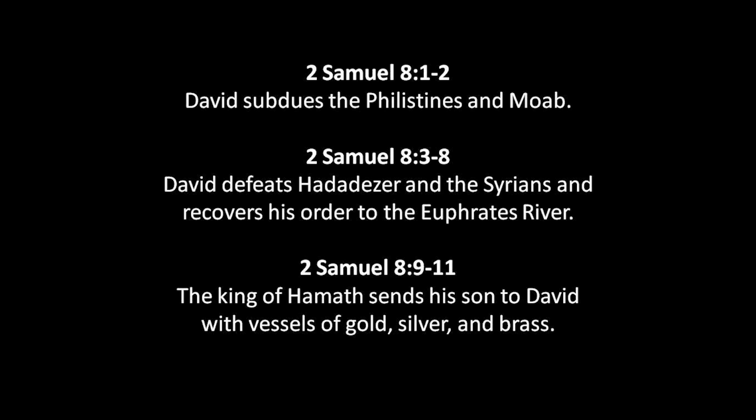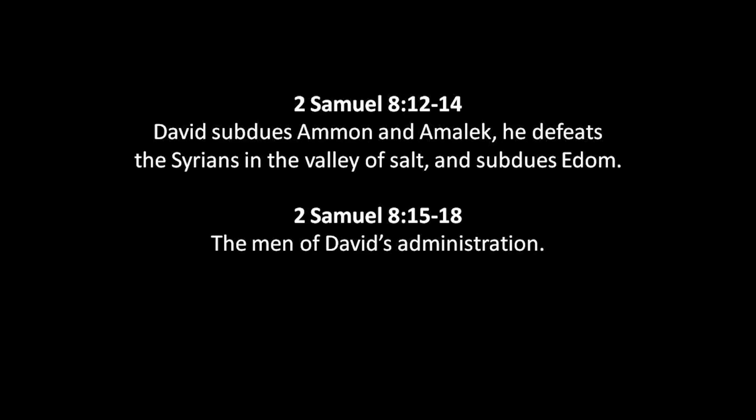In 2 Samuel 8, 9 through 11, the king of Hamath sends his son to David with vessels of gold and silver and brass. You see, the king of Hamath was fighting against Hadadezer and was worried about him. But since David took him out, he sent David presents. He was glad. We later find out, archaeologists have now discovered this was a Hittite king. And that was a great nation up there above David. And so David had friends, powerful friends, to the north of his kingdom.